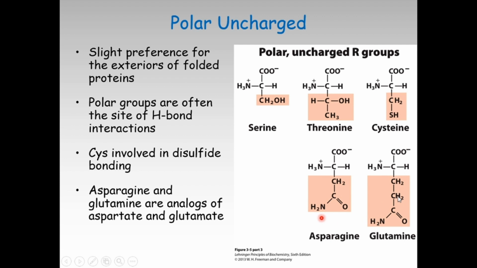Two other amino acids, asparagine and glutamine. Asparagine has an amide substituent on its beta carbon, whereas glutamine has an amide substituent on its gamma carbon, right? This is alpha, beta, and this is alpha, beta, gamma. So the amide is CONH2, and hence the names asparagine and glutamine.